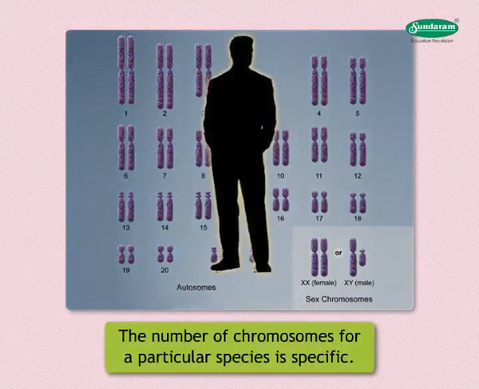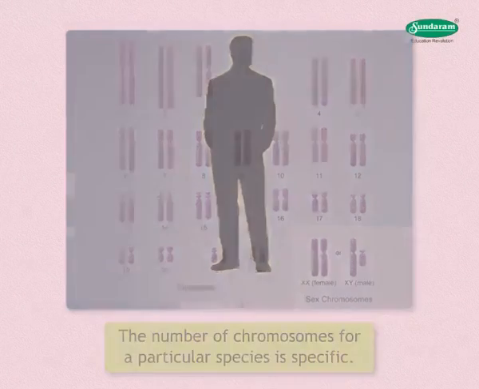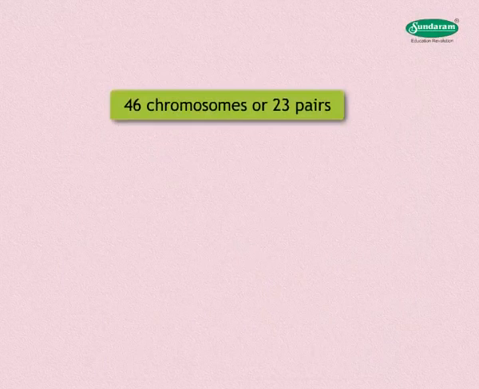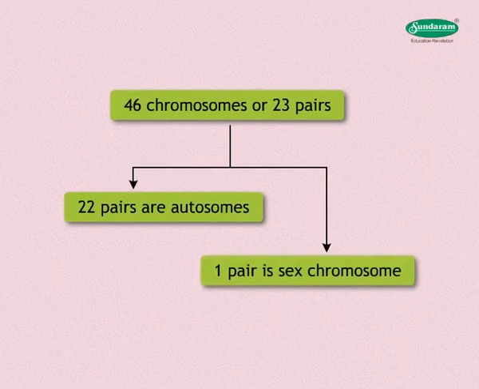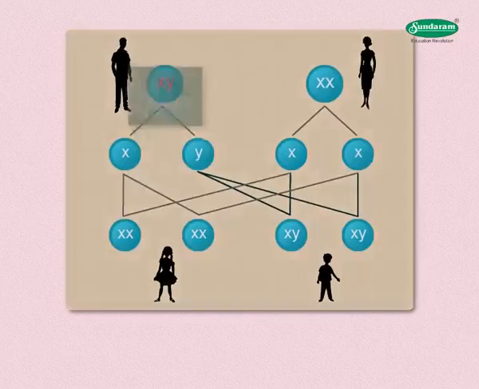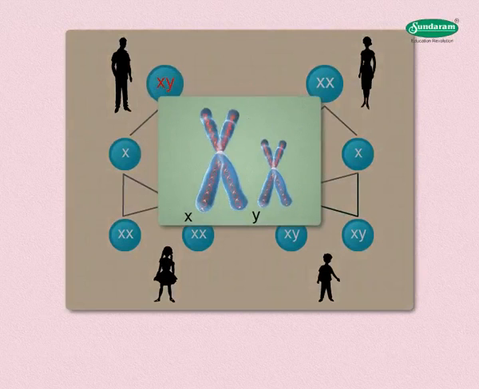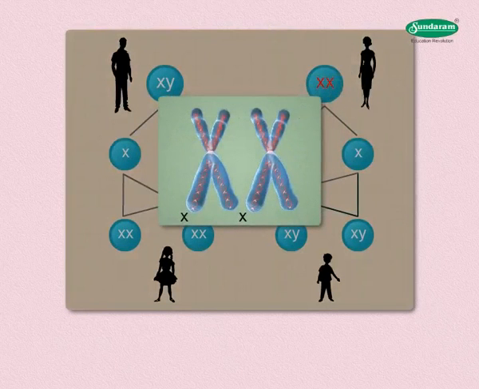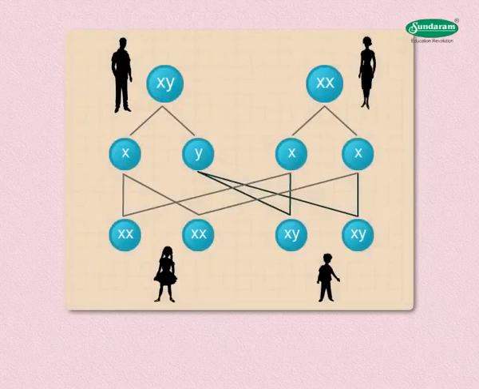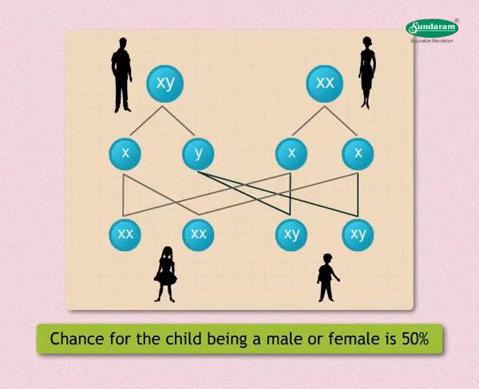The number of chromosomes for a particular species is specific. In human beings, there are 46 chromosomes or 23 pairs, out of which 22 pairs are autosomes and one pair is sex chromosome. In human males, two dissimilar chromosomes are present, longer X and shorter Y. In human females, similar longer X chromosomes are present. This figure shows that the chance for the child being a male or female is 50%.